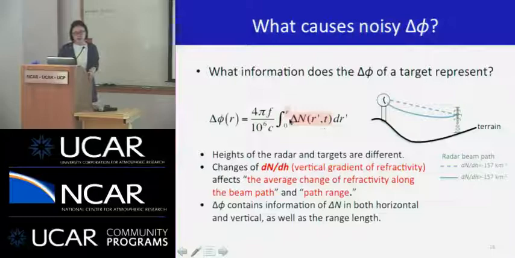Because the propagation of the radar beam is very sensitive to the DNDH variations due to Snell's law. For example, the dashed line here is when the DNDH is minus 157 per kilometer, which means a very strong inversion, a ducting condition. So the beam will bend down to the ground. And most of the time, the DNDH is usually greater than this value. So you will see the beam path is a little bit curved. Then the path range changes. So in fact, what we measure in the phase difference is not only the horizontal variation, but also the vertical variation and the path changes. So it's very complicated to interpret this phase.